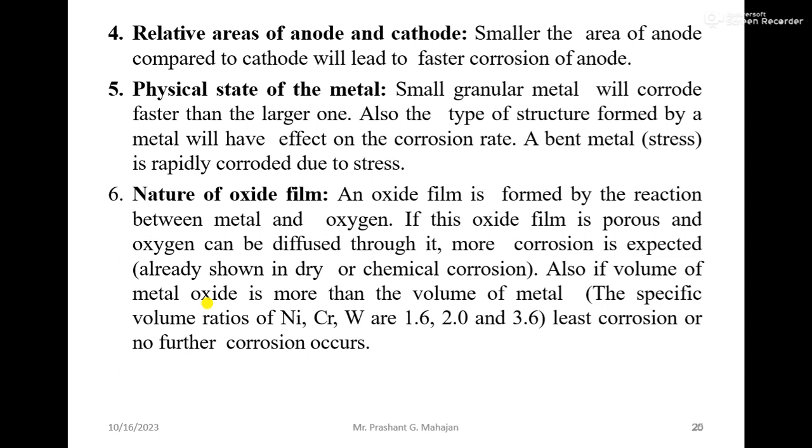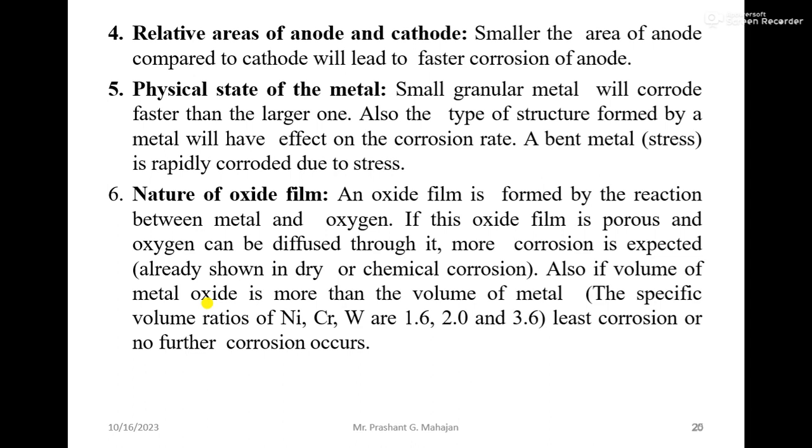Next is physical state of the metal. Smaller granule metal will corrode faster than larger metal. All types of structure formed by the metal will have an effect on the corrosion rate. A bent metal is rapidly corroded due to stress. So smaller size metal will get corroded fast as compared to larger size metal.